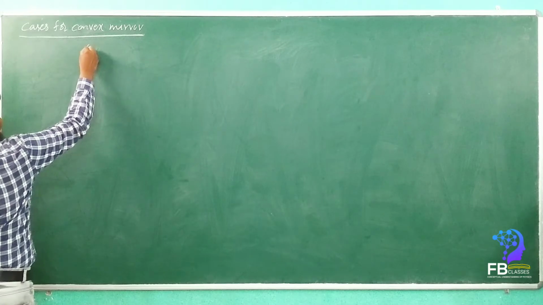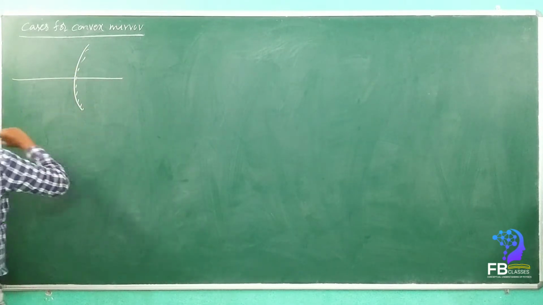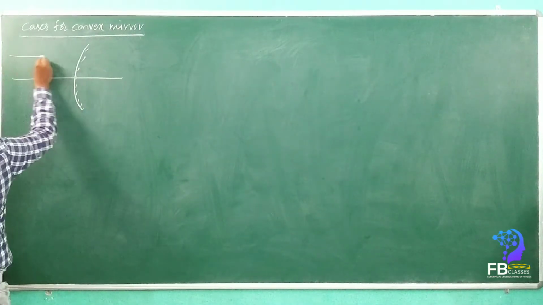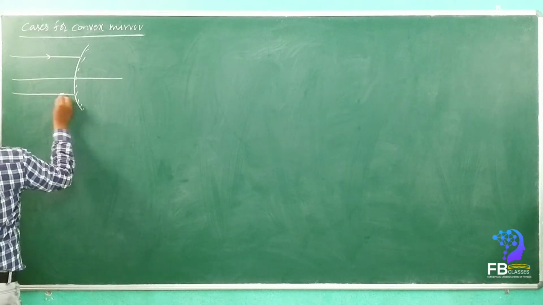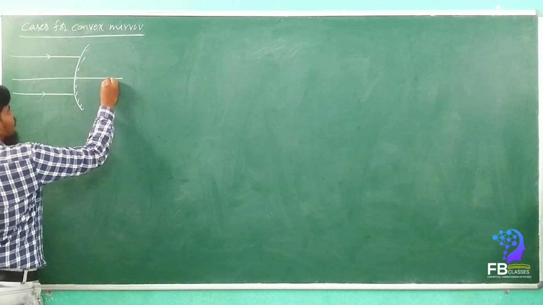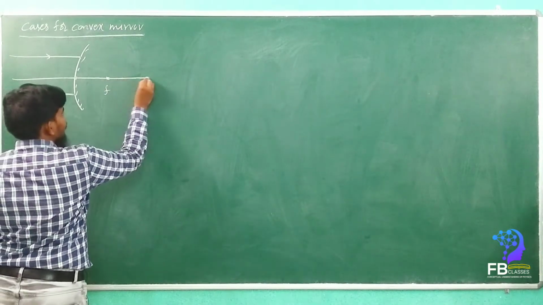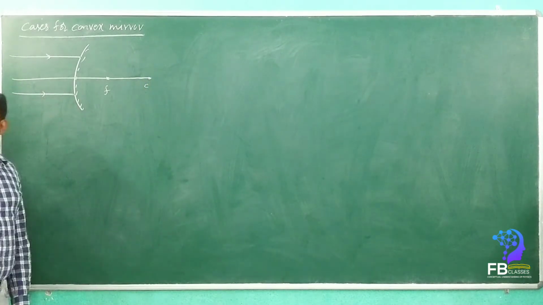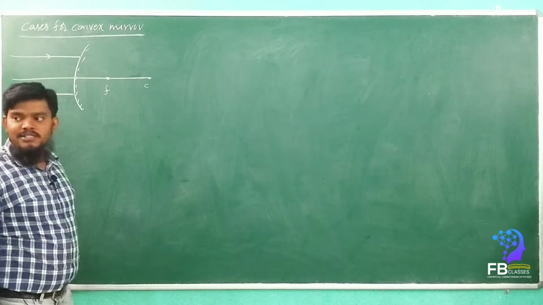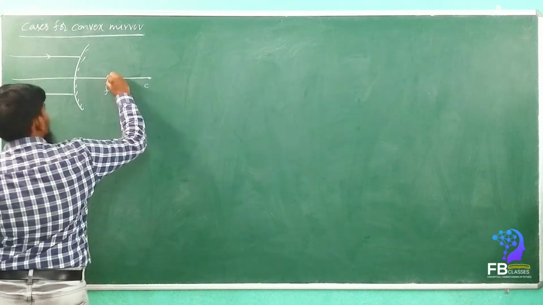See, when we are taking a convex mirror, let this be a convex mirror. The object is placed at infinity. So whenever the object is placed at infinity, the rays will come as parallel rays to the principal axis. Let here be the principal focus, and somewhere else the center of curvature. Now what will happen? When the light rays travel parallel to the principal axis, they appear to pass through the principal focus. Yes or no?